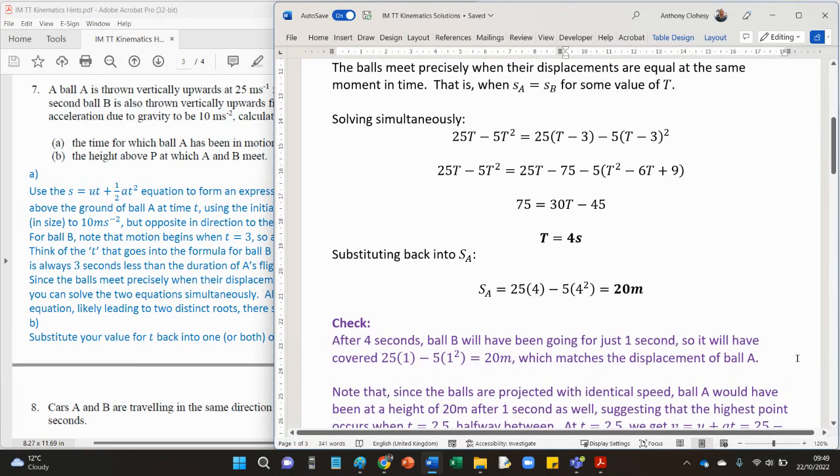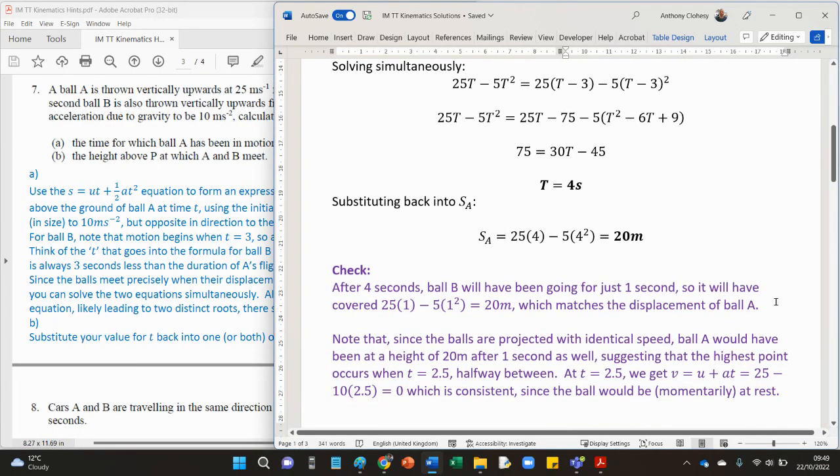A good way to check this is to substitute into the other formula for SB and see if we get the same 20 meters. And that seems to work fine. You can also use the symmetry of this situation to do another check. Because a ball thrown at a speed of 25 will reach a height of 20 after 1 second and again after 4 seconds, exactly halfway between those 2 points will be the moment when it reaches its highest point.